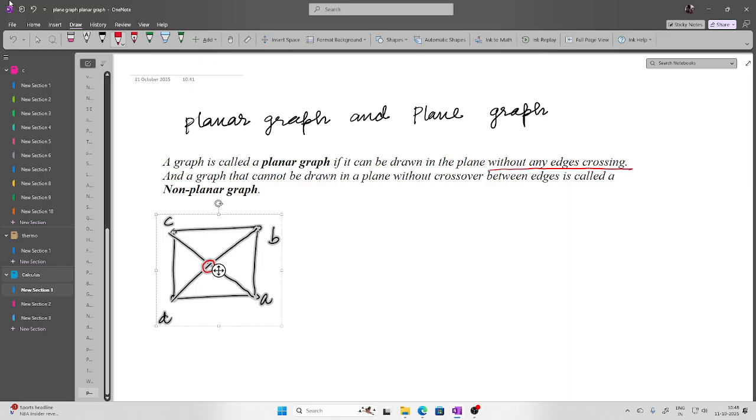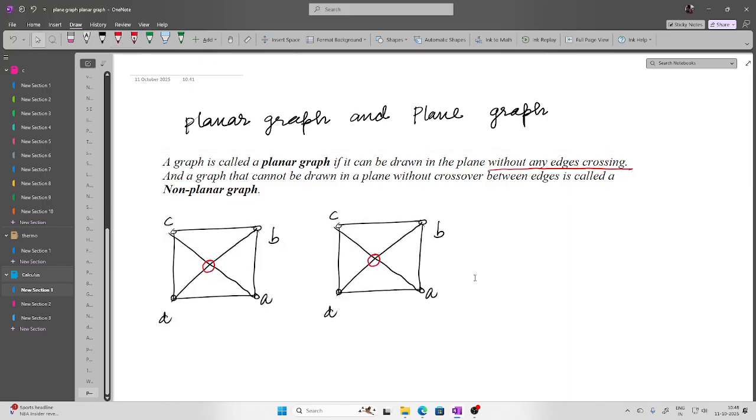So let us copy this graph. Let me draw it here. Now, what I have to do is remove this crossover. How can I do this? Let us remove one edge from here. Let us remove this edge. Now, what is the edge which I have removed? The edge is basically BD. So what I can do is draw this edge from outside such that the crossover gets removed.